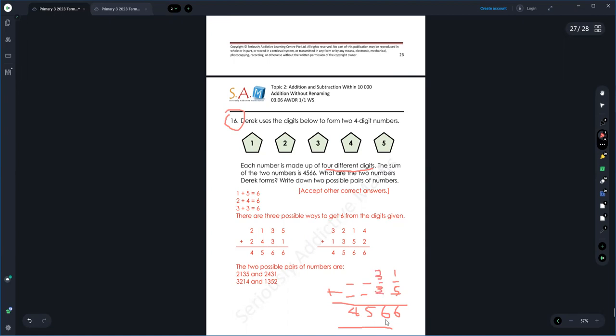After that, what's left? You only have 1, 2, and 4, because all these numbers must be different. So you can have 1 here, and then you can have 4 here. A bit complex, right? Take some time to do this.